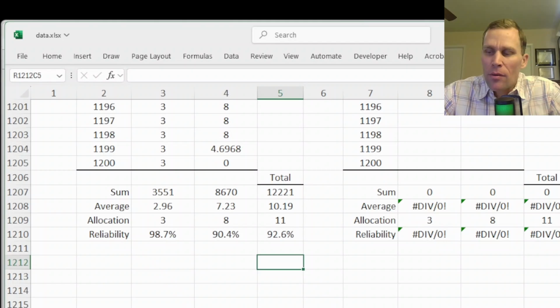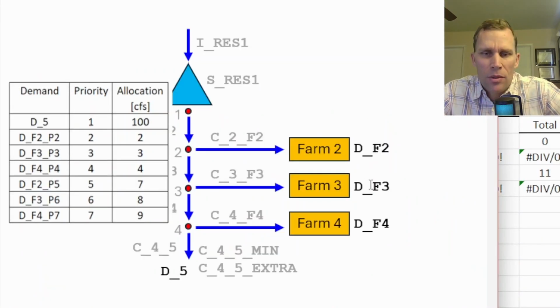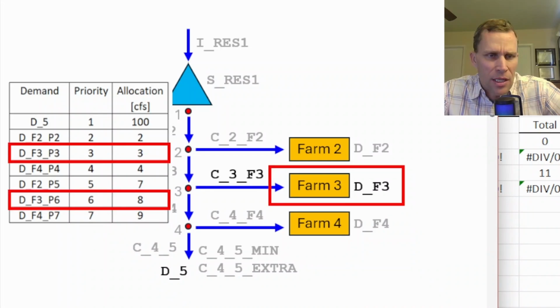The last scenario I want to run with this particular exercise is a water rights transfer scenario. And what's going to happen is Farmer 3 wants to talk to Farmer 4 about buying his priority 4 allocation. And in exchange, Farmer 3 is going to relinquish his 4 CFS, the same amount as priority 4, down here in priority 6. So, one second.